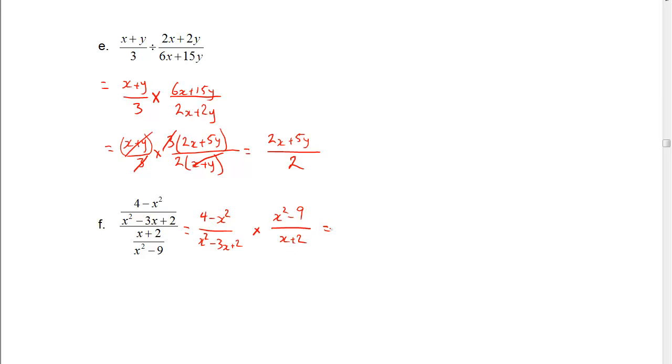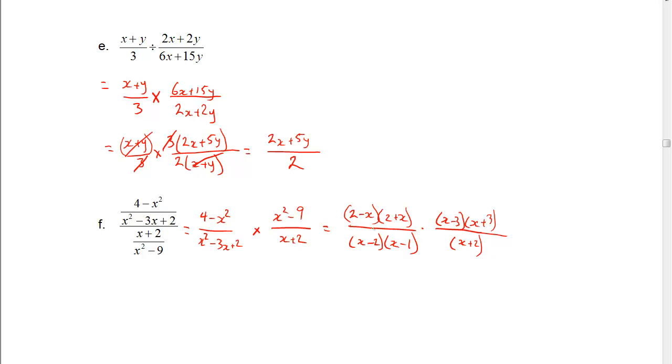So we can go ahead and factor now. So that's 2 minus x and 2 plus x over x minus 2 and x minus 1. Make sure you're comfortable with the factoring part. Difference of squares here, so x minus 3 and x plus 3. And x plus 2 we'll put in brackets to show that it's a factor.